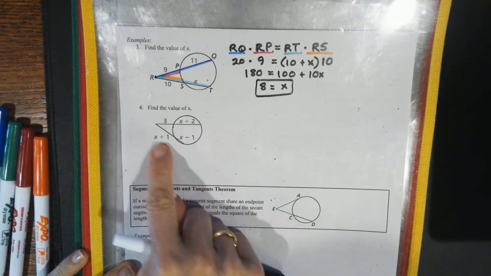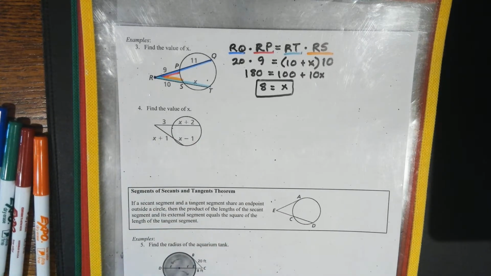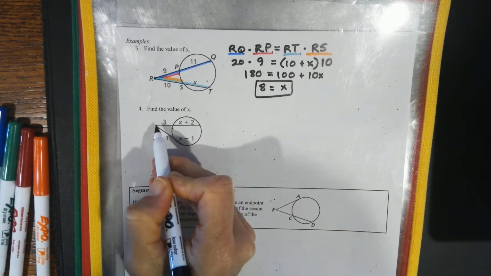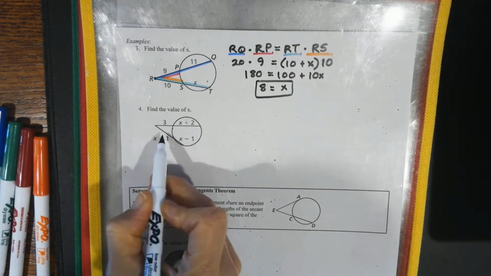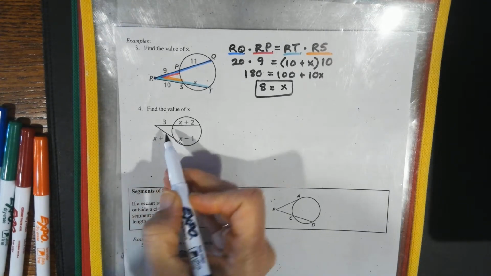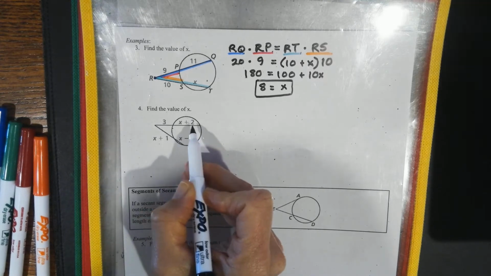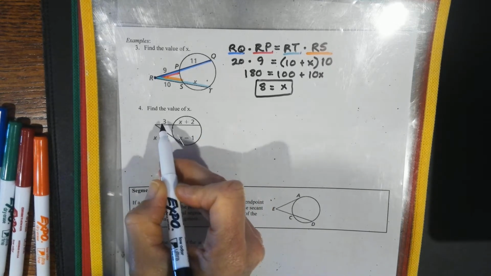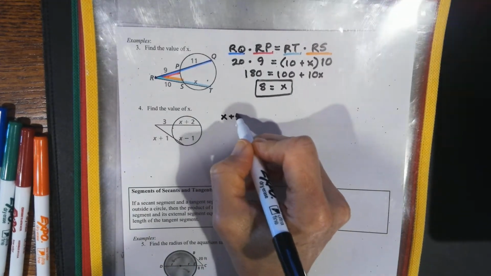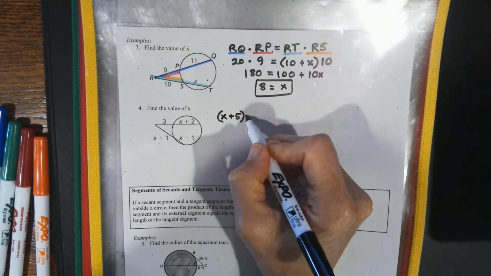So same thing here. Now this is going to be a little trickier because we've got more x's, but it's the same concept, right? We're going to do the long part times the outside part equals the long part times the outside part. So the long part here is x plus 2 plus 3 more. So the long part is x plus 5. And then the outside part is 3.